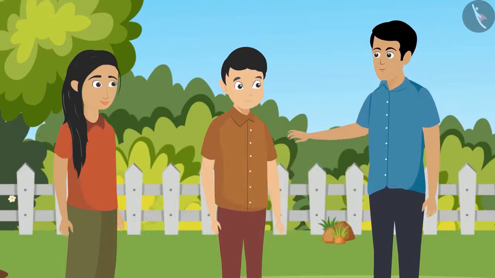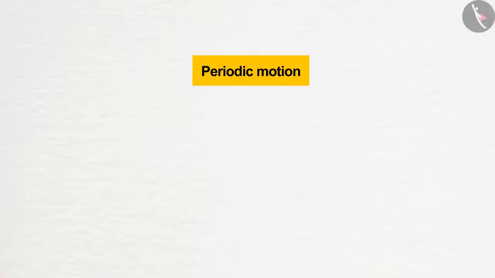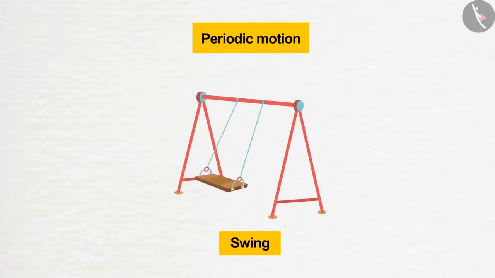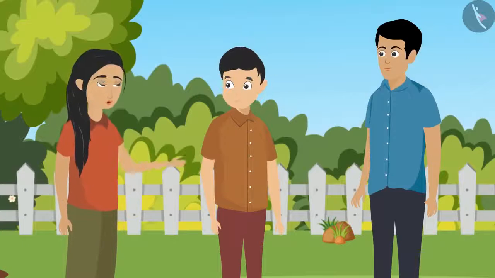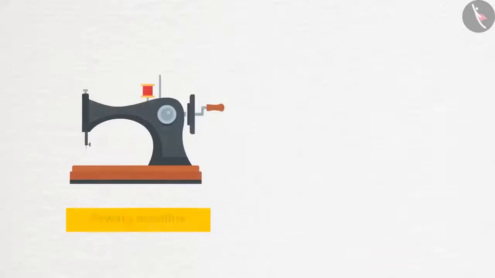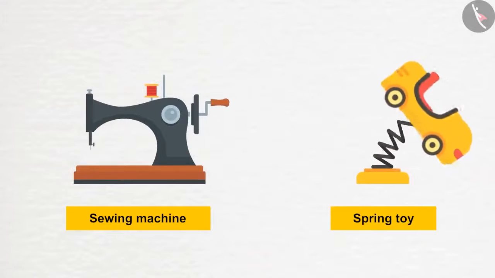Other than circular motion, another type of motion is periodic motion. An example is a swing, which periodically moves back and forth. We can measure it in repetitions per minute or per hour, etc. Other examples of periodic motion are a sewing machine and the spring toy, which also repeats its motion.